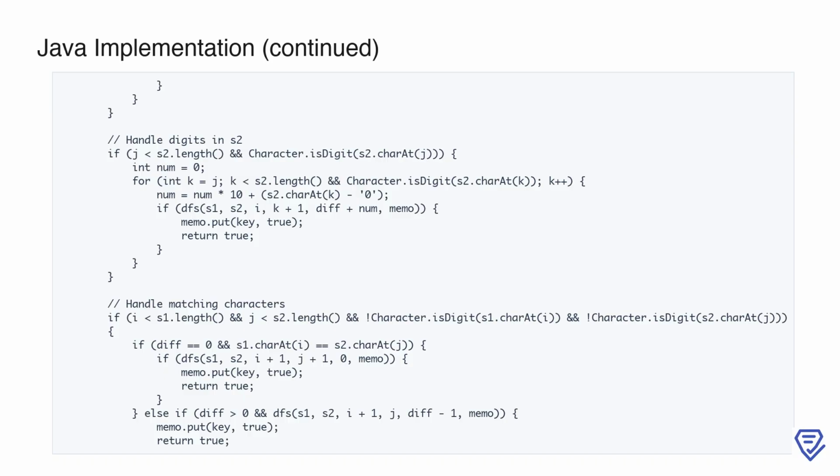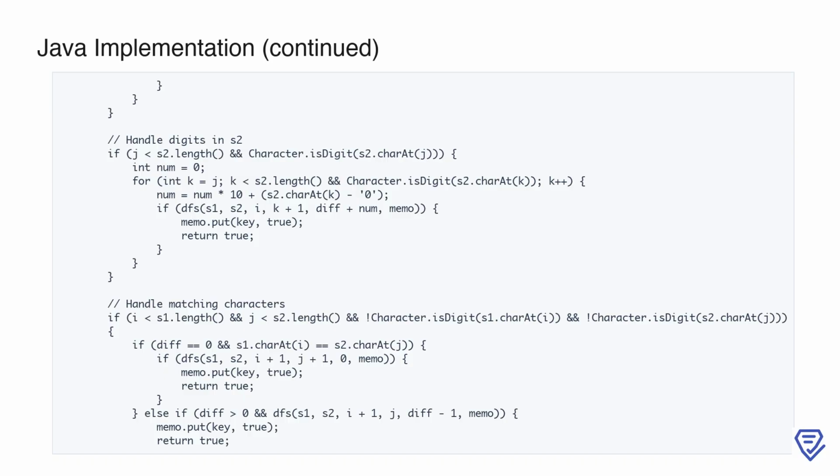Next, we address the scenario where both S1 and S2 have non-digit characters at their current positions. If the diff is 0, the characters must match for a valid alignment. We check this condition and proceed recursively if it holds. If the diff is greater than 0, it indicates that the segment from S1 is longer than the corresponding segment in S2. In this case, we attempt to skip the current character in S1, decrementing the diff and calling DFS again.